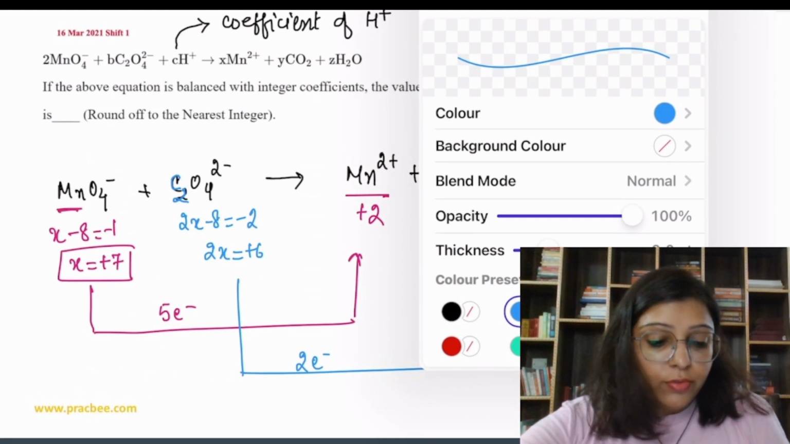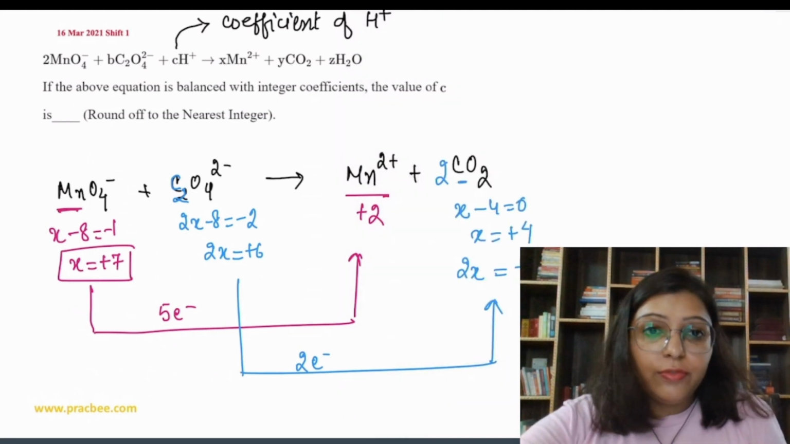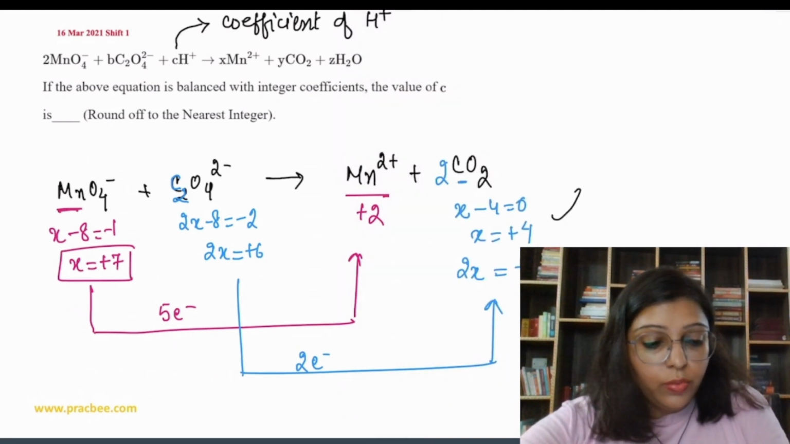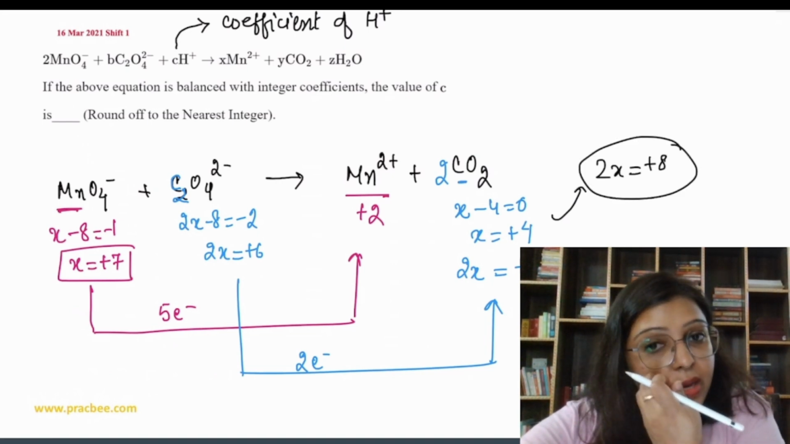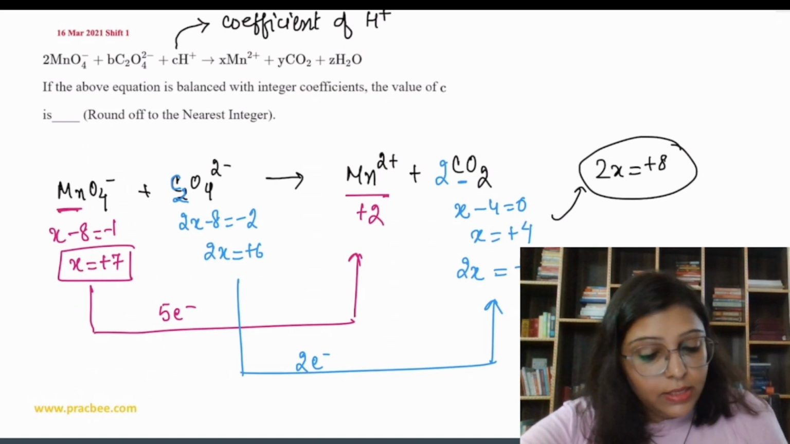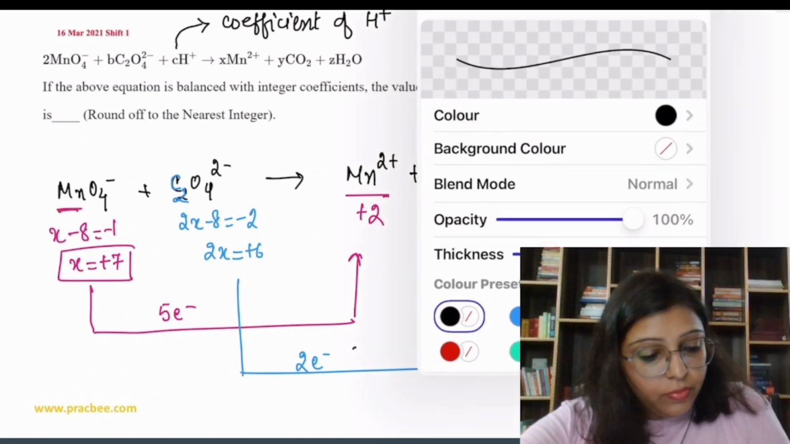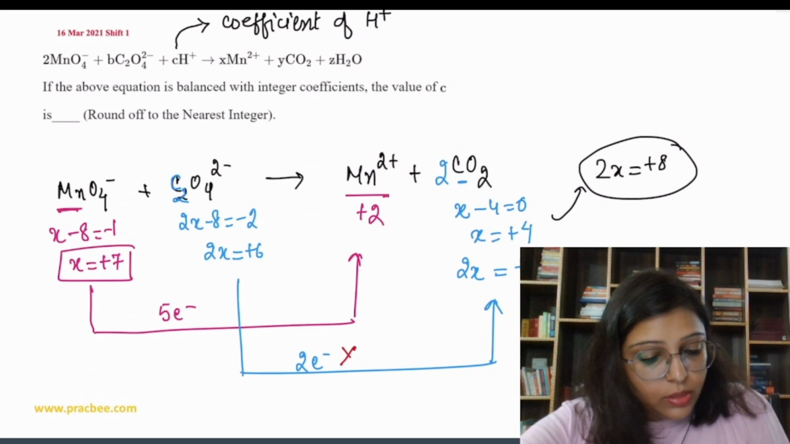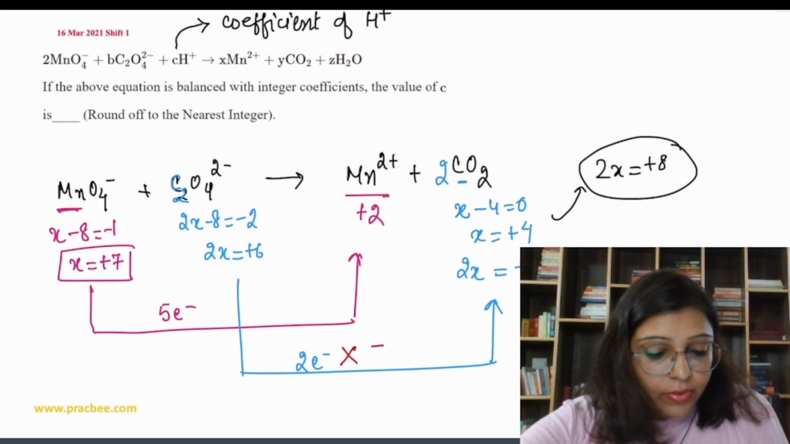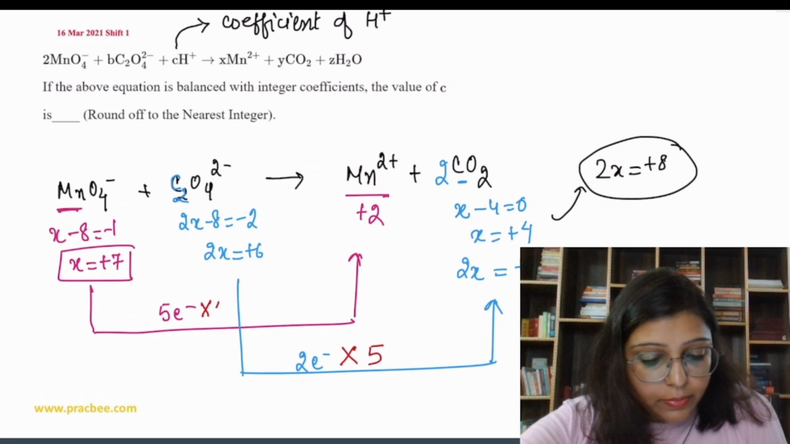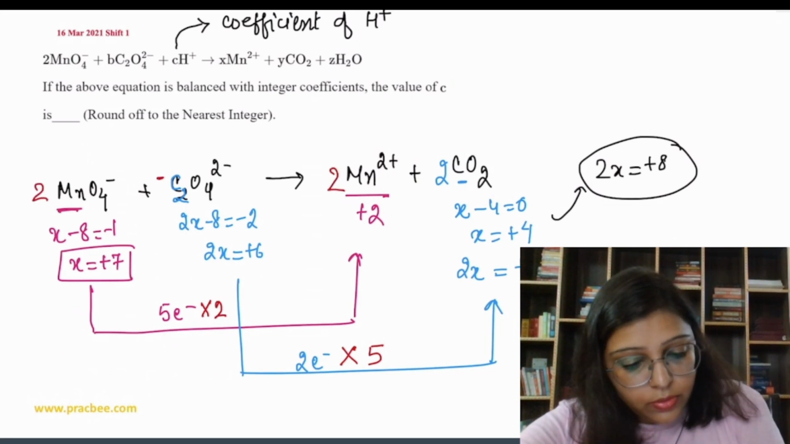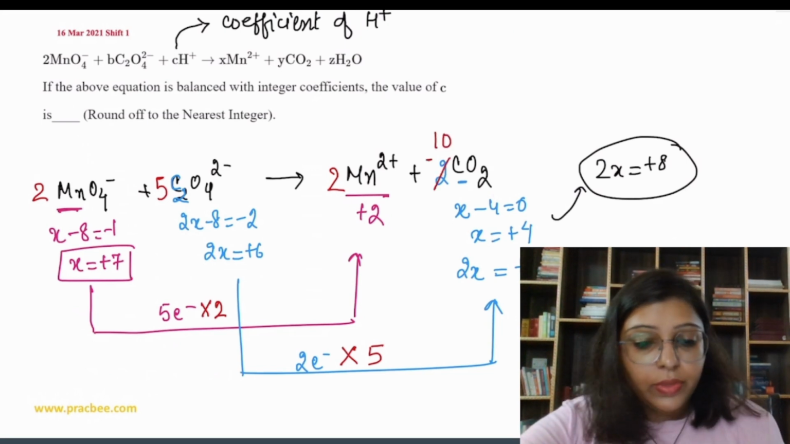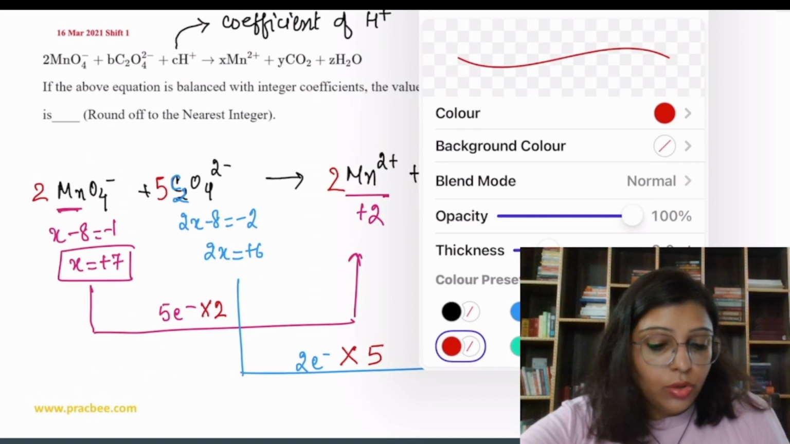Now first we have to balance electrons, because the value of 2x over here is +8. So on balancing, we have to multiply this with 5 and this with 2. So here we write 2, here we write 2, here we write 5, and here we write 5, 2 fives are 10. Now the last step is to balance oxygen.